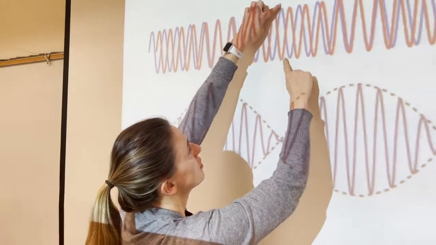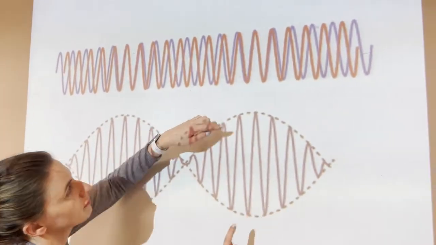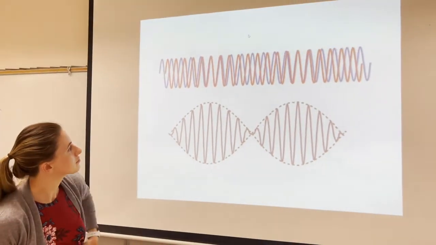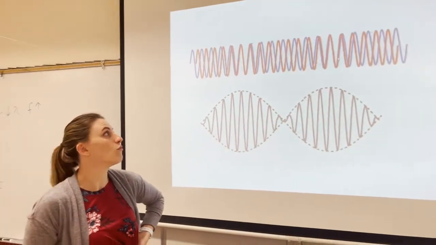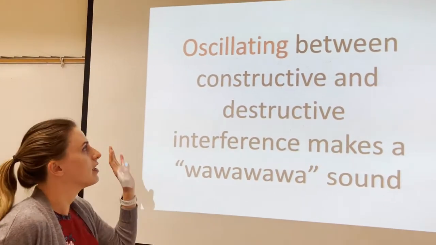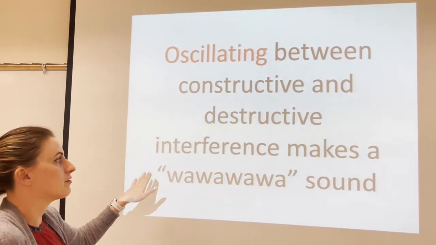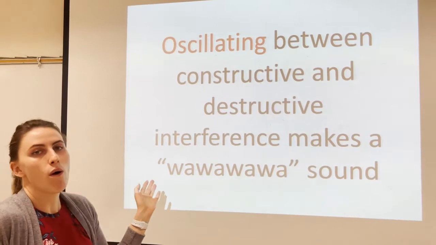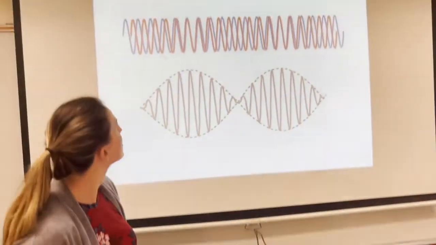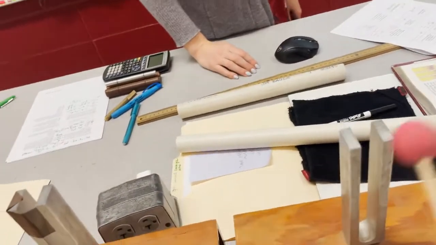And you can go through and see where these cancel each other out. Destructive interference right here. Okay, we've got constructive interference, and then on the bottom side, destructive interference. So this is what's going on. These words are important, oscillating. This is a great job describing what's going on. Oscillating between constructive and destructive interference makes a wah wah wah wah wah sound. Okay, so that's what we have here, oscillating between constructive and destructive interference. You could think that this is the blue one, this is the red one.